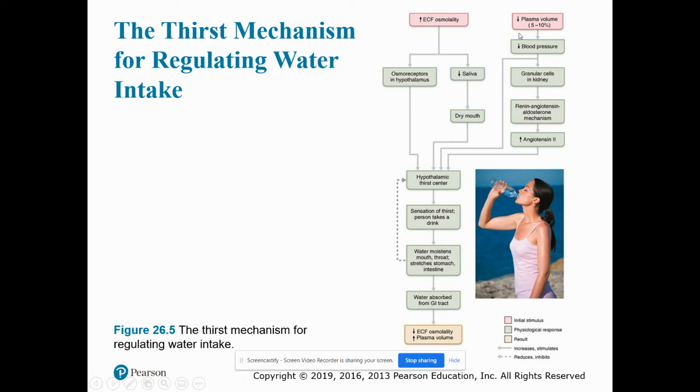A decrease in plasma volume is going to lead to a decrease in blood pressure, which will do a couple of things. We have this kicking off down here to the hypothalamic thirst center, as well as granular cells in the kidney. Then we have the renin angiotensin aldosterone mechanism kicking in, and then the production of angiotensin II goes up, which is also going to go here to the hypothalamic thirst center. And then again, we go all the way down to decreasing extracellular fluid osmolality and increasing plasma volume.